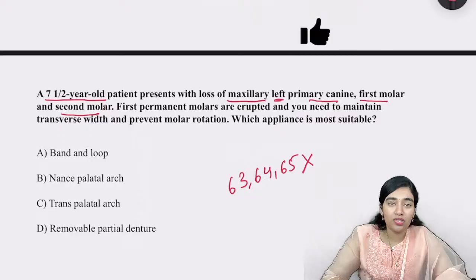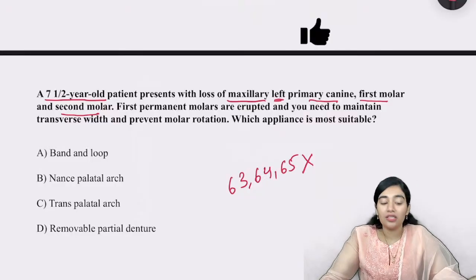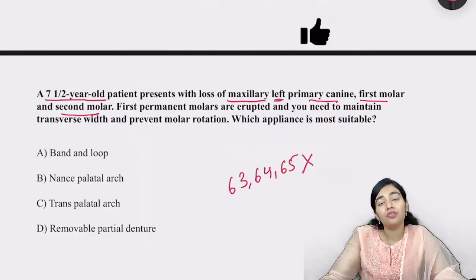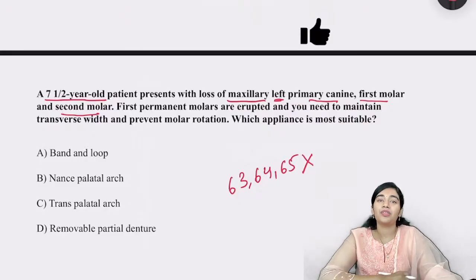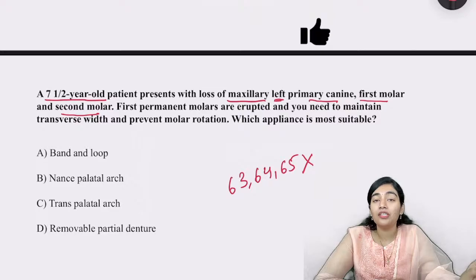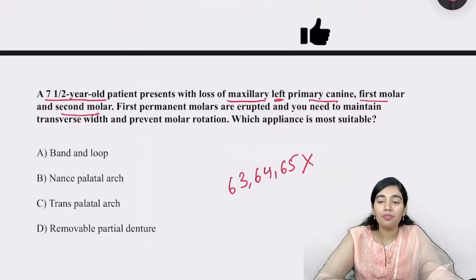And the first permanent molars have erupted on both sides, they are saying. Now we need to maintain that space, and the kid is only 7.5 years, so we have more time to see the eruption of the premolars and also the canine. So which space maintainer might be the appropriate choice? I think there is a clash between Nance palatal arch and transpalatal arch in the crowd. Am I right? So which one might be the most appropriate space maintainer to be given to this child?